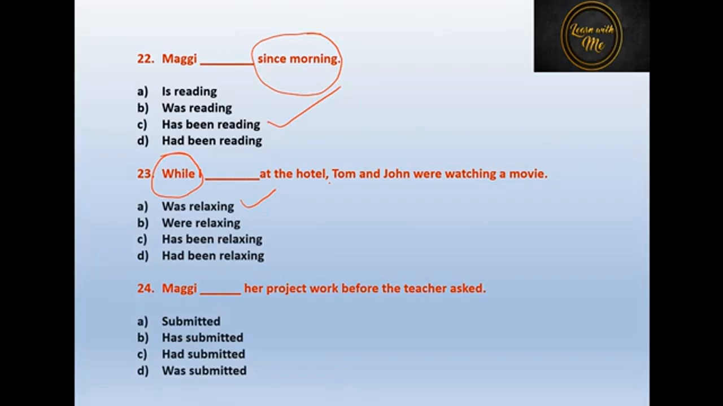Now see question number 24. Maggie blank her project work before the teacher asked. You know what is past perfect? You will use past perfect when there are two past actions, and the first past action is completed before the second past action began in the past. Example, I had reached the railway station before the train left. He had reached the railway station, that is completed. When? Before the train left.